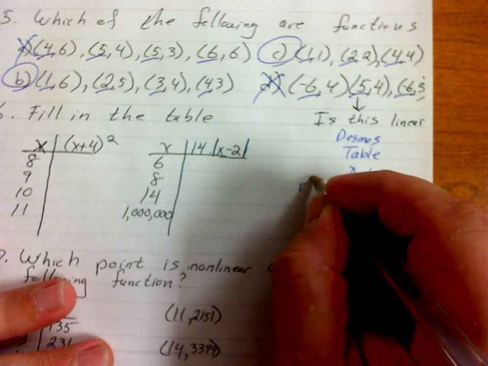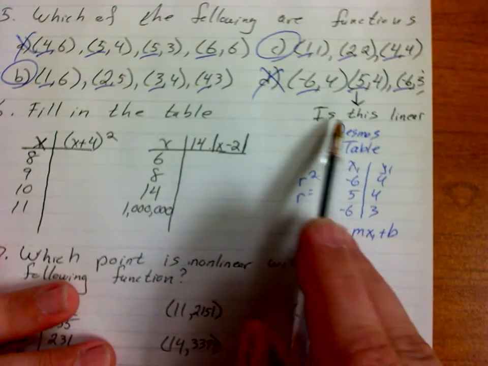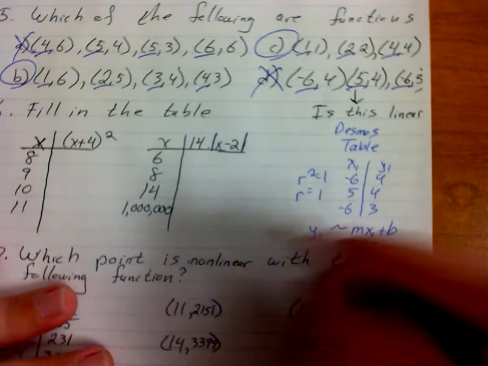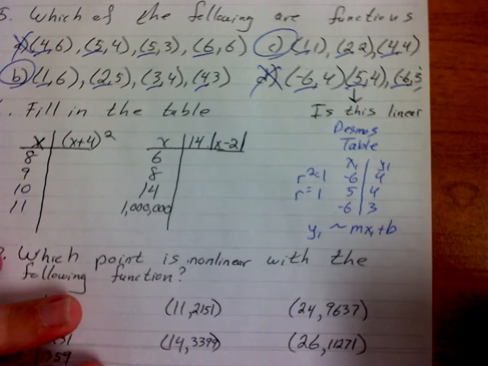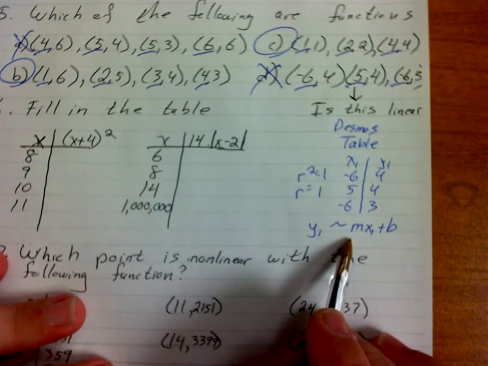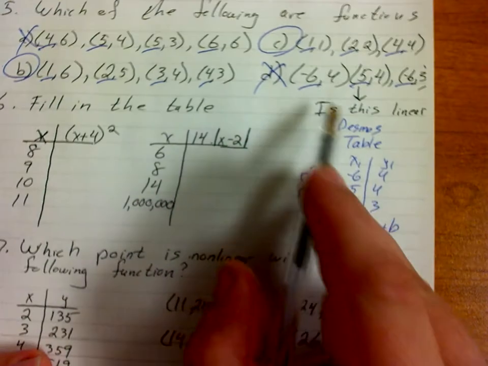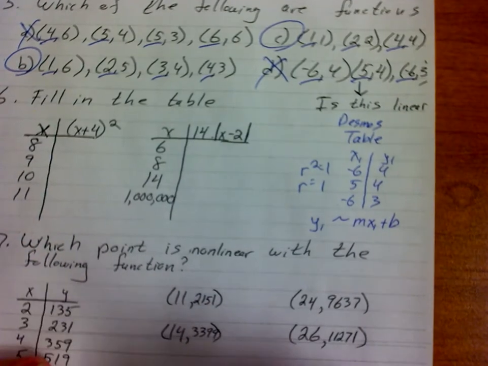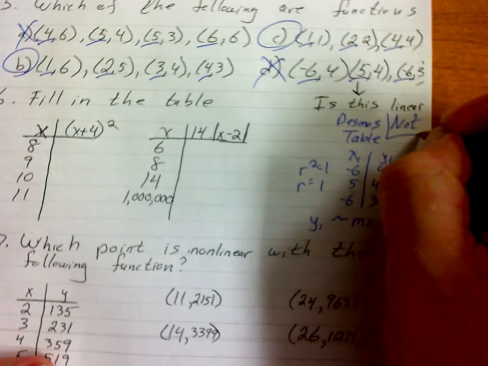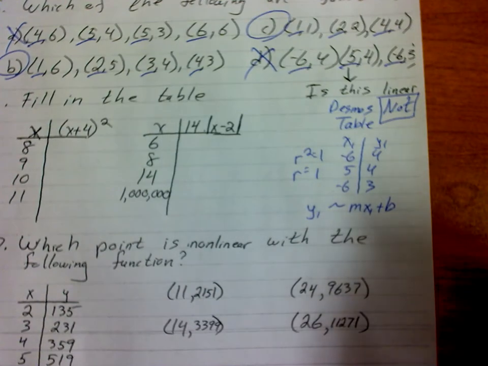Remember, we have to look at the r squared and the r, okay? In order for this to be linear, the r squared and the r both have to be 1. If anything else, it's not going to be linear, okay? But if we plot those 3 points and put it in our equation and r squared and r are both 1, then we do have a linear function. When we plug these 3 points in on our table, this is not linear, okay? Because we don't end up with r squared and r being 1 in this case, okay?